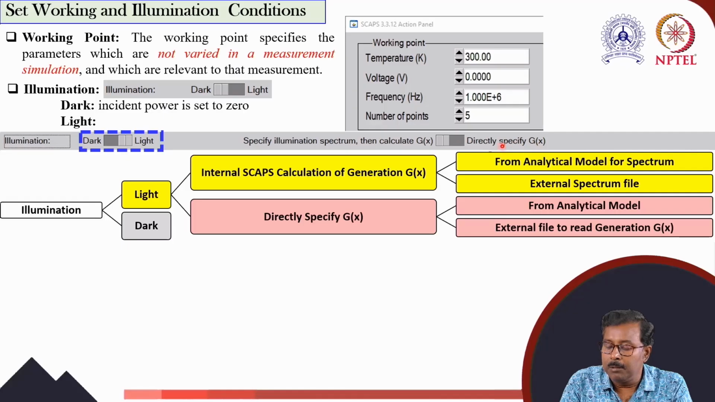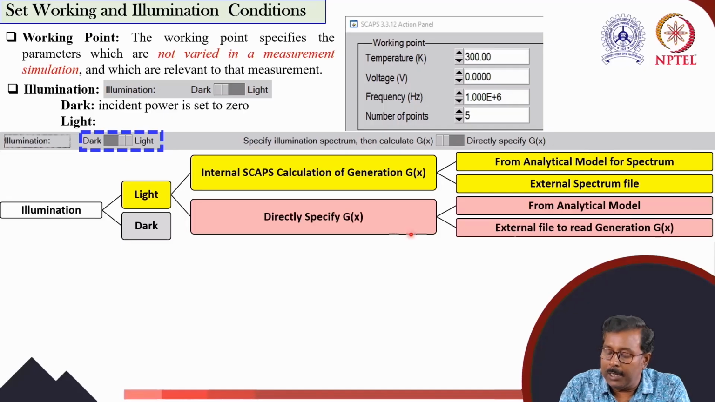You can also directly specify G(x), but here it is selected, meaning illumination spectrum, then calculate G(x). The illumination spectrum you can set either from a model for the spectrum or from some external stored spectrum file. And if it is dark, there is nothing. If you select directly specify G(x), it would again come in two forms, that is from analytical model and external file to read generation G(x).